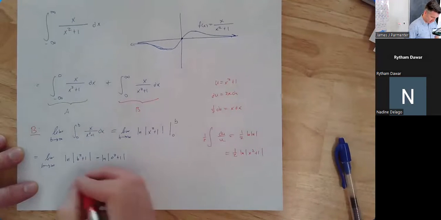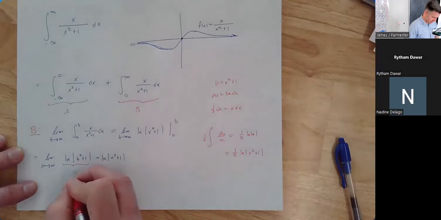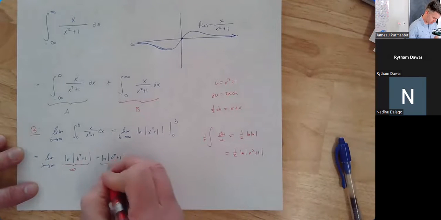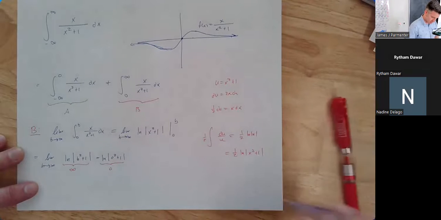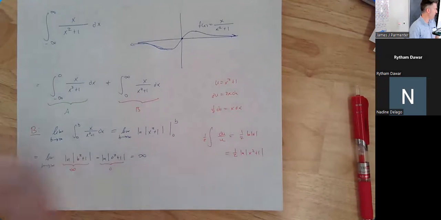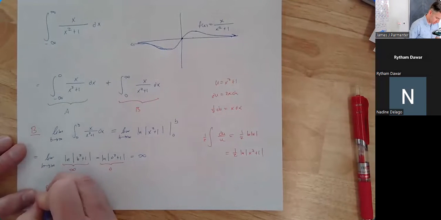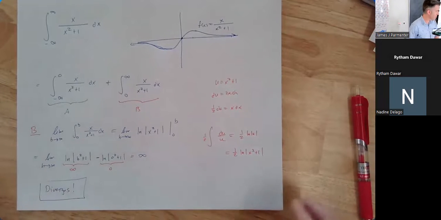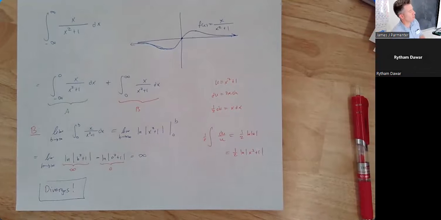And as b goes to infinity, the natural log of b squared plus 1 goes to infinity. That's going to be 0. So this part is infinitely large. Once one part diverges, the whole thing diverges. And anyone that tells you different is wrong.